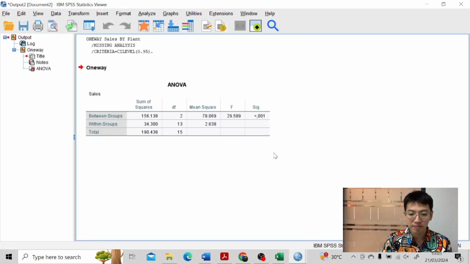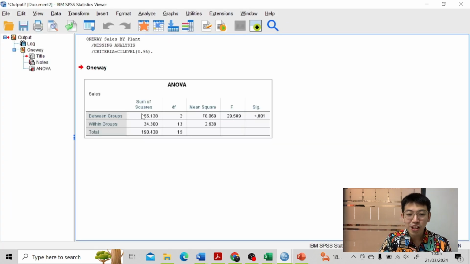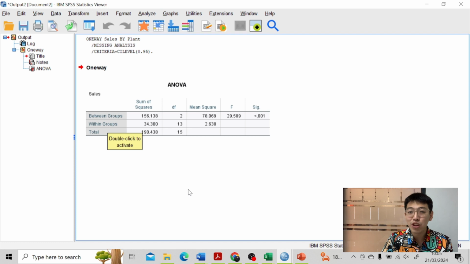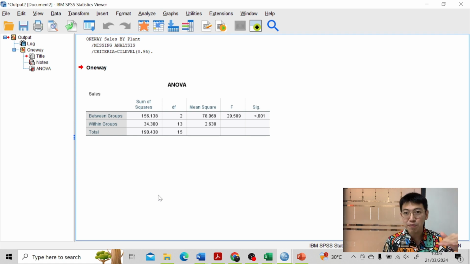Okay. This is the result. The first column will be sum of square. Here, that is between groups and within groups. As I mentioned previously, how does ANOVA work? It compares the variation between groups and also within groups. Between groups, it compares the variation between plan 1, plan 2, and also plan 3. While for within group, it compares the variation inside each group. For example, plan 1 has 5 samples, so we find the variation between these 5 samples, and so on.